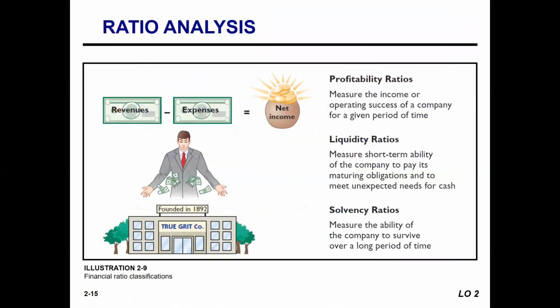Okay, so what kind of ratio analysis would I like to do? I want to see how profitable the company is. I want to see how liquid the company is, which means they can meet their short-term obligations, and how solvent they are. Solvent means in the long run, are they going to stay in business? I'm not just concerned about here and now. I want to make sure that they're going to be around in the future.